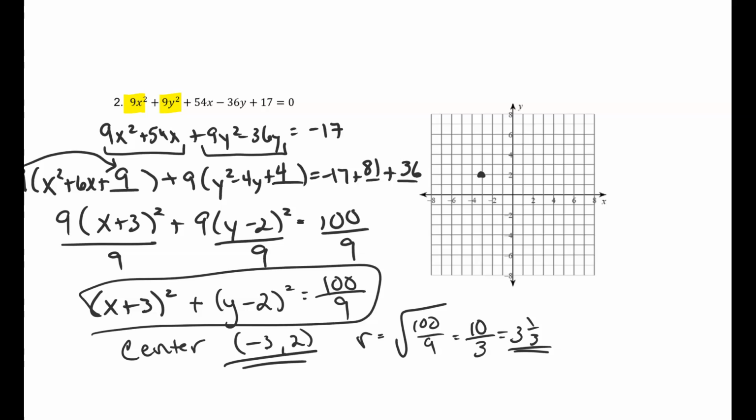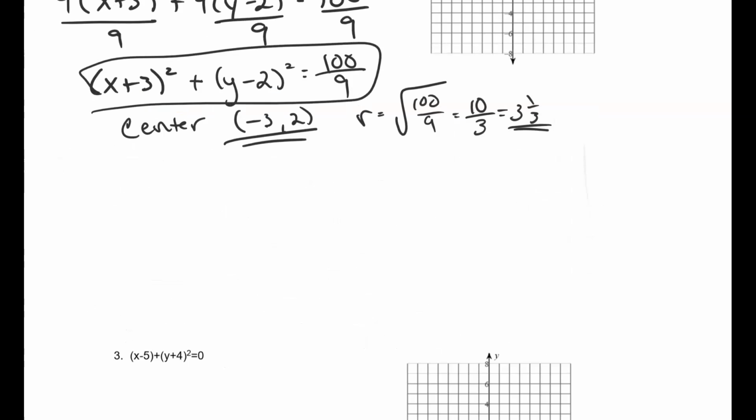And then we have to go about 3 1/3 in every direction: top, down, right, left. So we go over, over, and then over 3: 1, 2, 3. Make sure I got it. And then you draw in your circle. Guys, remember with circles, instead of dividing what's on the right-hand side, we divide to make sure the coefficients go away when we're doing completing the square.